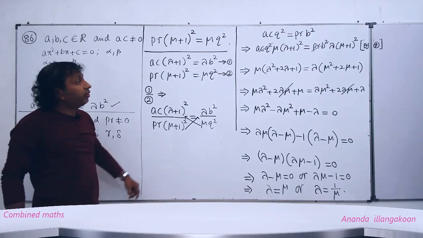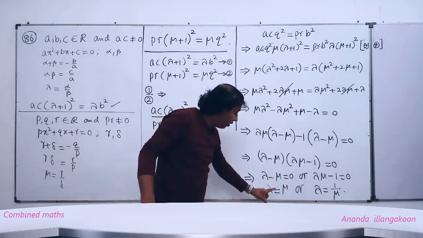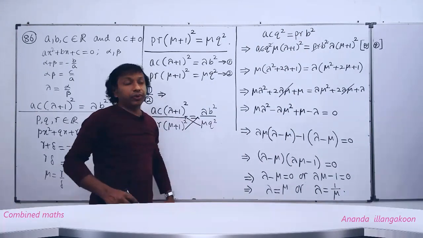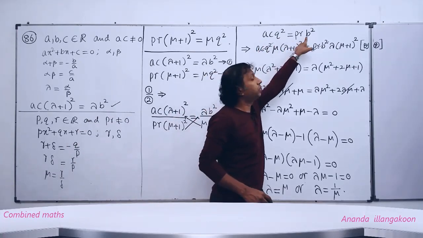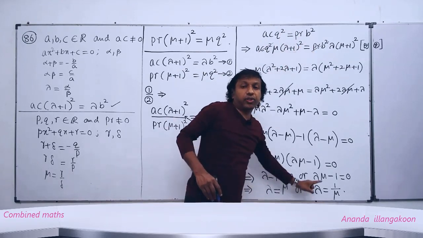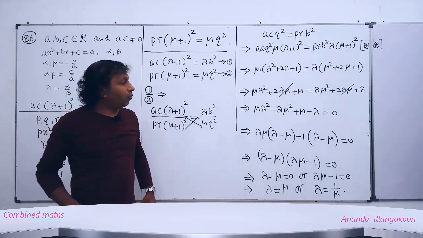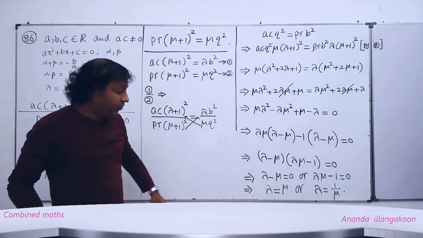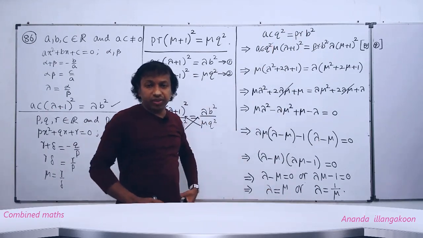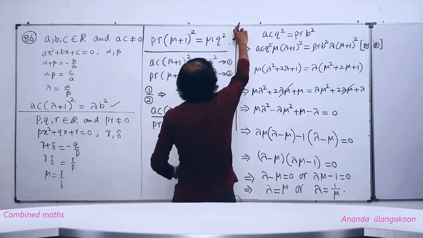Then see here, if this equals this, we proved lambda equals mu, or lambda equals 1 upon mu. If these two are equal, then lambda equals mu or lambda equals 1 upon mu. The if part we have proved. Now people, we have to prove the only if part. That means using this, we have to prove that. Then we know we have to put only the backward arrows, like this.